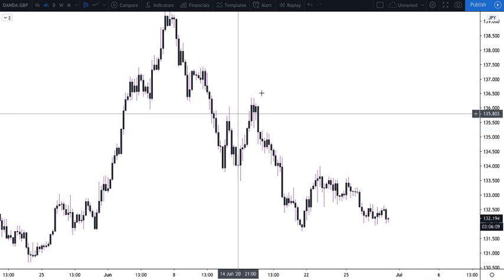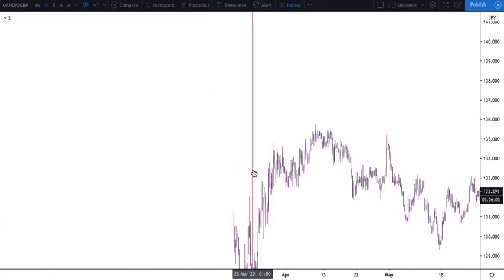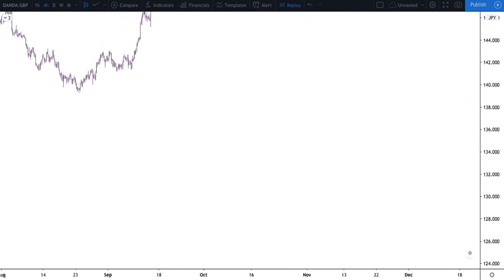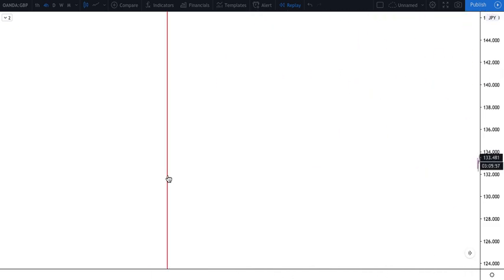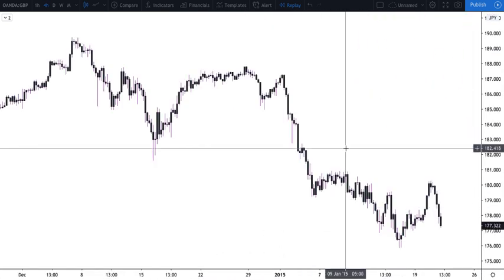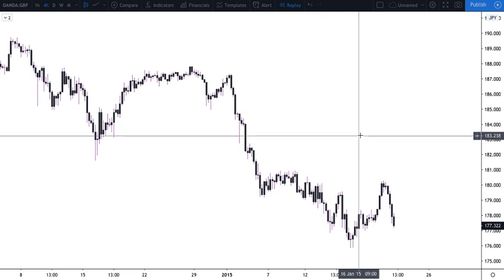So what I'm going to do right now on GBP JPY on the 4-hour time frame, I'm just going to grab the replay tool, and I'm going to go to a random point in the chart, just anywhere. So I'm just going to go right here. Okay, so this is what we have right here. I'm going to go over maybe 4 to 5 trades, and we'll see how they play out.